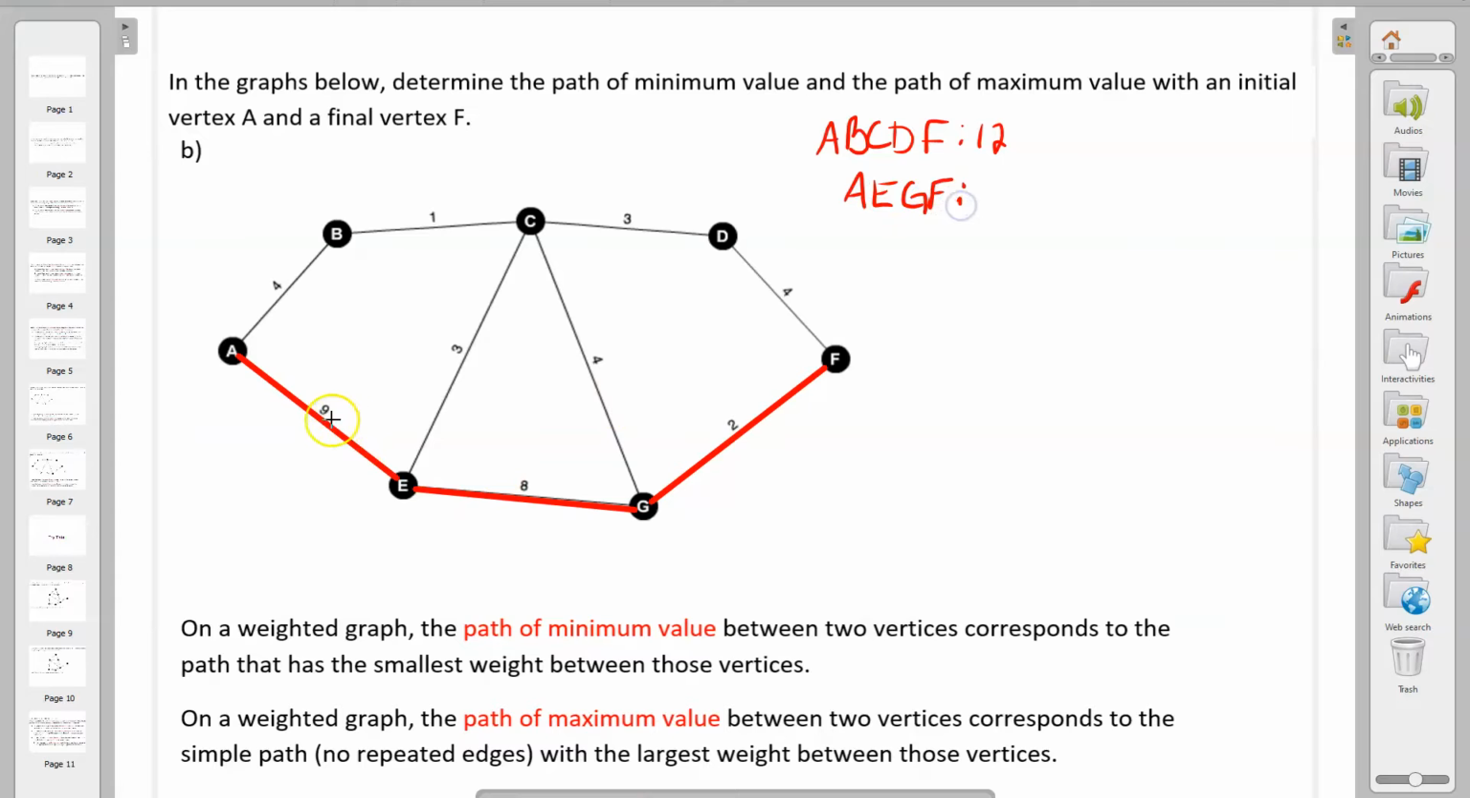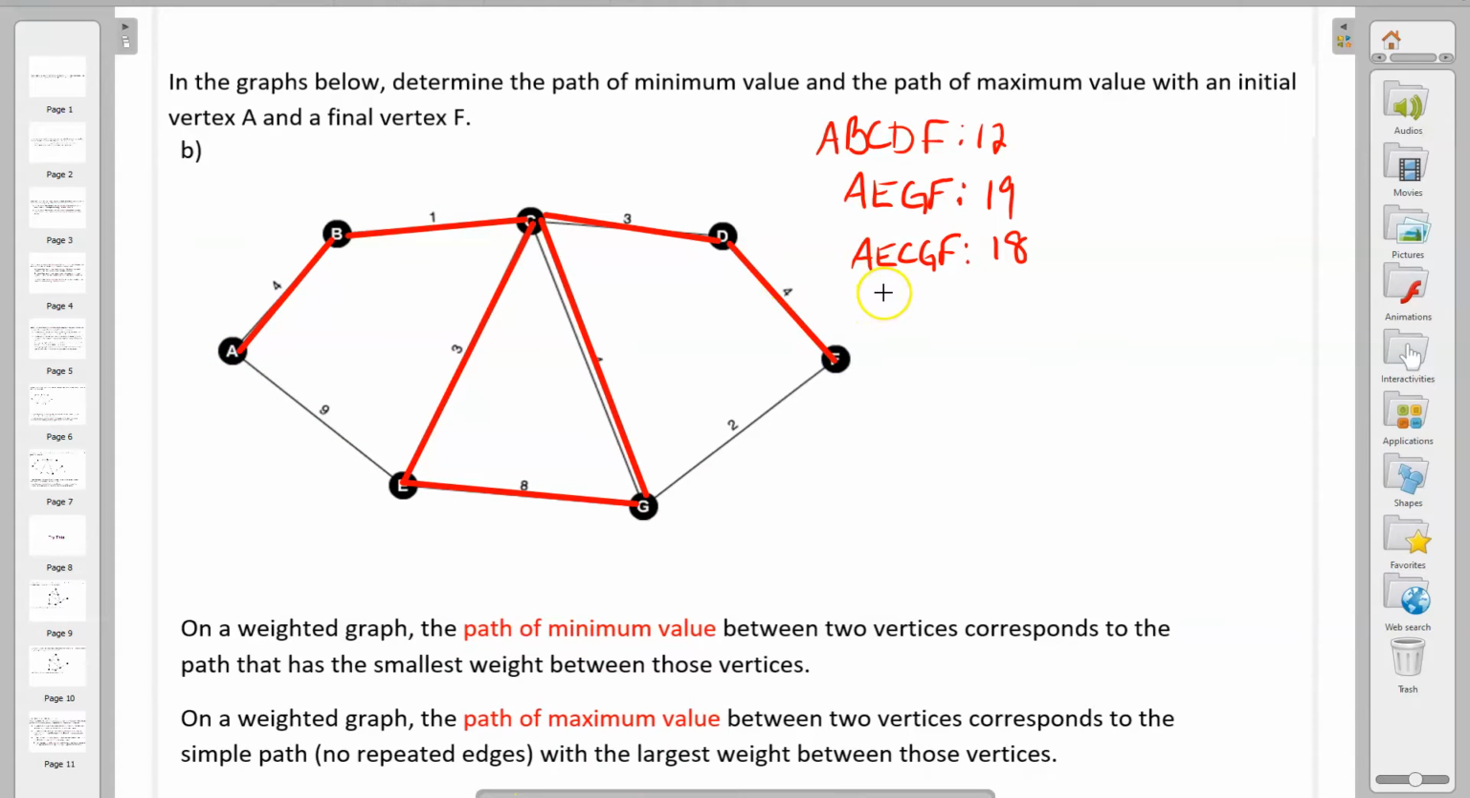A, E, G, F. If we add up the weights, we've got 9 plus 8 is 17 plus 2 is 19. How about some of those zigzag routes that we did previously? A, E, C, G, F. If we add up its weights, 9 plus 3 is 12, plus 4 is 16, plus 2 is 18. And one more zigzag route. A, B, C, E, G, C, D, F. 4 plus 1 is 5, plus 3 is 8, plus 8 is 16, plus 4 is 20, plus 3 is 23, plus 4 is 27.